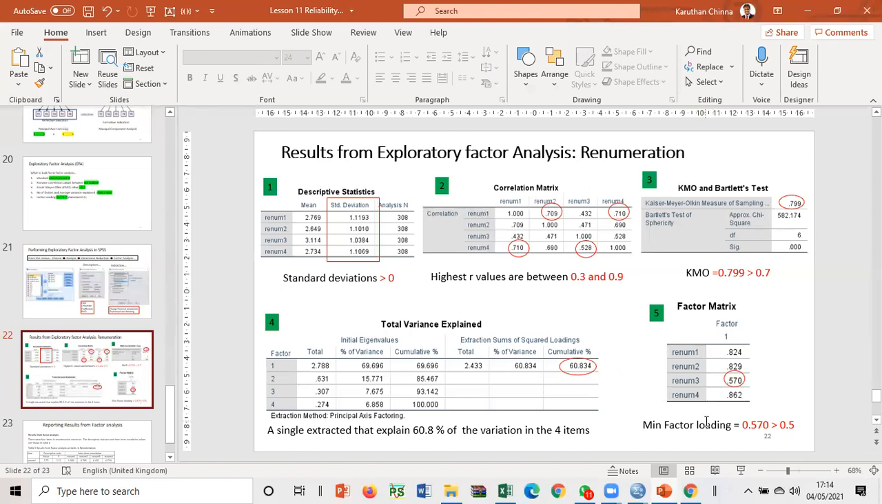This is the factor matrix. We call it factor loading. What I'm looking for is that the factor loading must be at least 0.5. So what do you look for? Standard deviations, correlations, KMO value. The 4 now become 1. A single factor was extracted that explains 60% of the variation in the 4 items, and the minimum factor loading is more than 0.5.